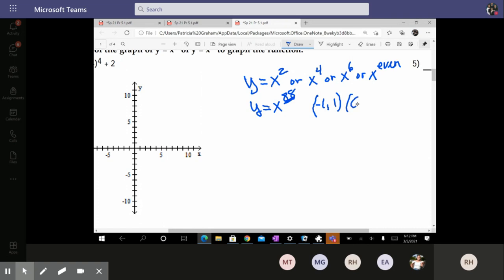Okay? I'm also going to always have the coordinate point 0, 0. And the third one I'm also always going to have is 1, 1.